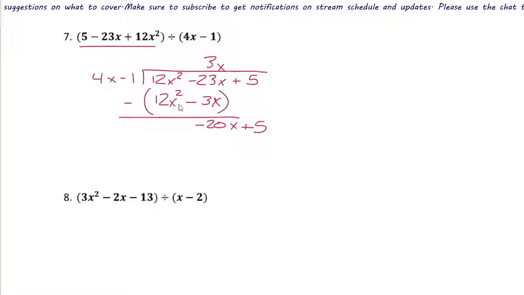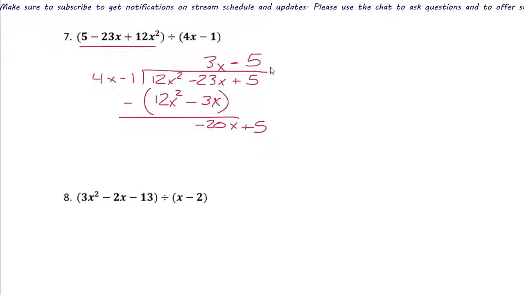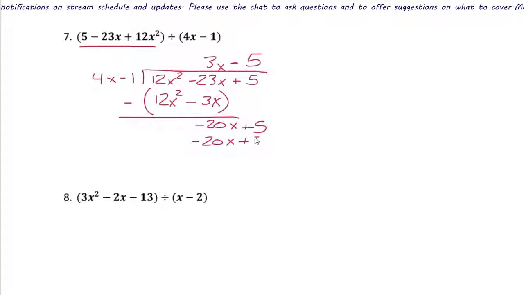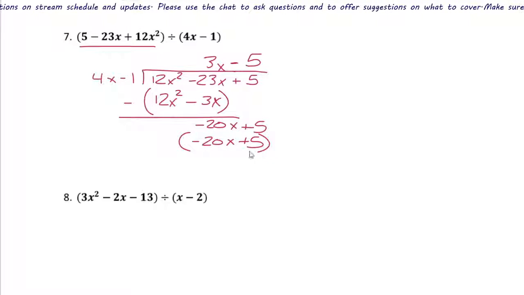So now what do I need to do? I need to multiply 4x by something to get it to negative 20x, and that something is going to be negative 5. Negative 5 times 4x is going to be negative 20x. Negative 5 times negative 1 is going to be positive 5. Subtract.